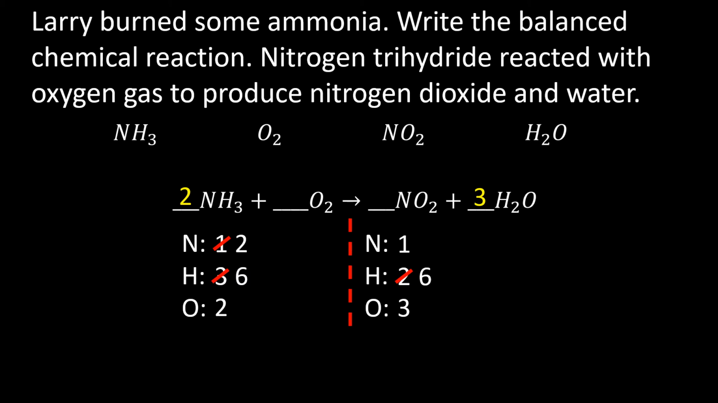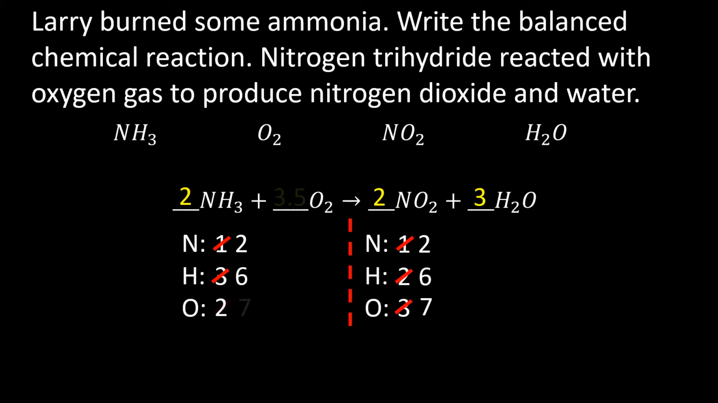So now the hydrogens are balanced, but we are unbalanced for the nitrogens. So we have to put a 2 in front of the NO2, and that changes the number of nitrogens to 2 on both sides. So now we are going to worry about the oxygens. What we have on the right side of the reaction, the products, is 7 oxygen atoms. But we can only have an even number of oxygen atoms on the left side. So we're going to deal with this in this fashion.